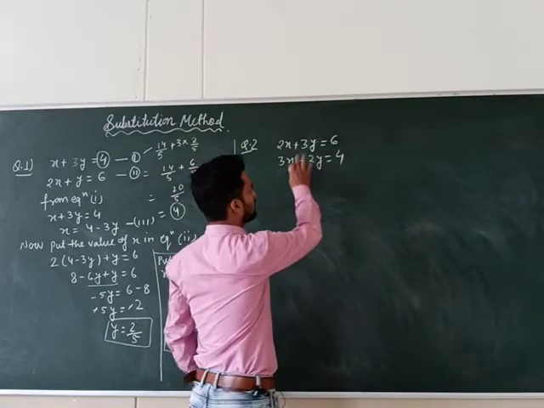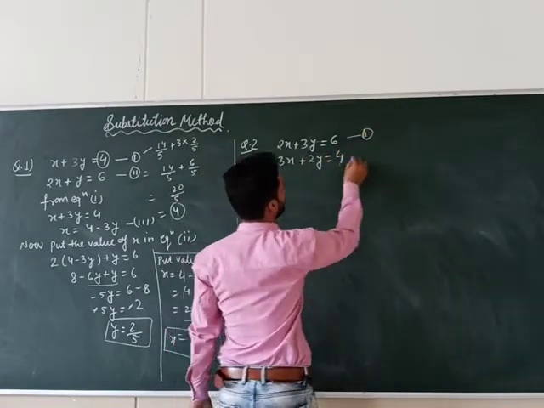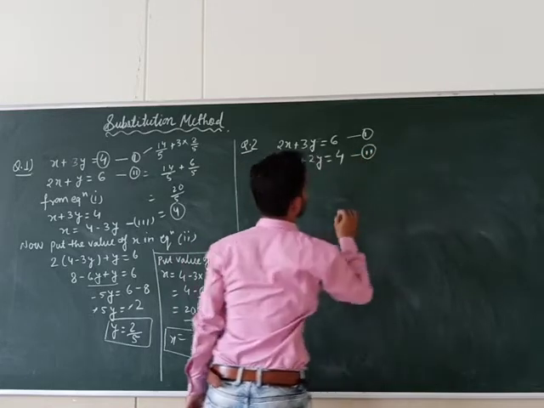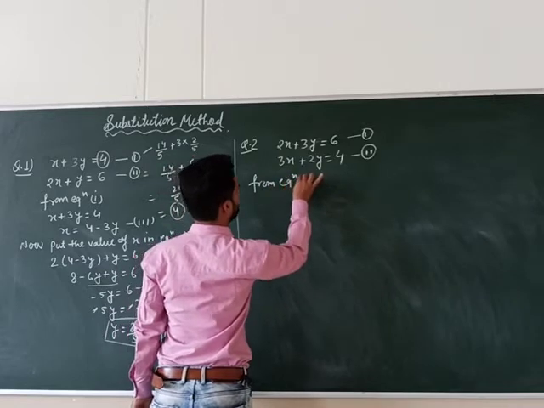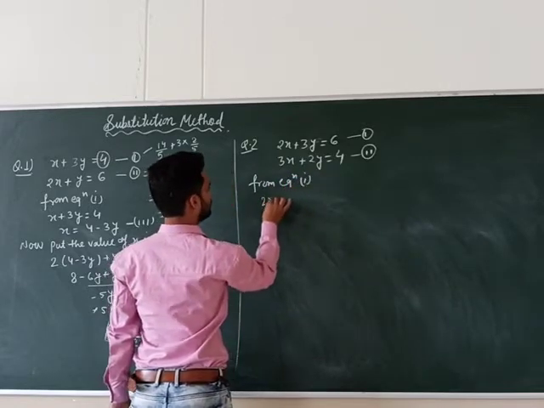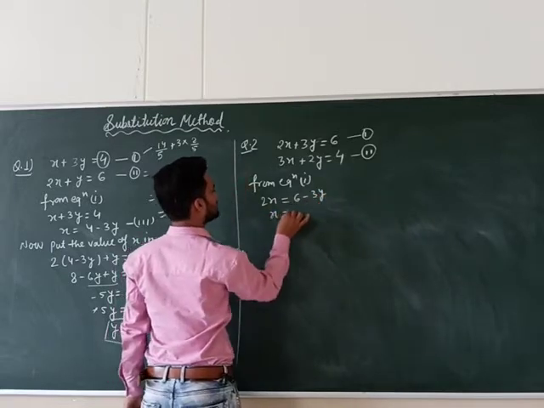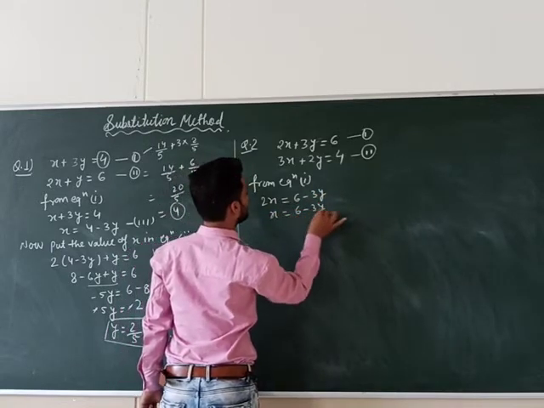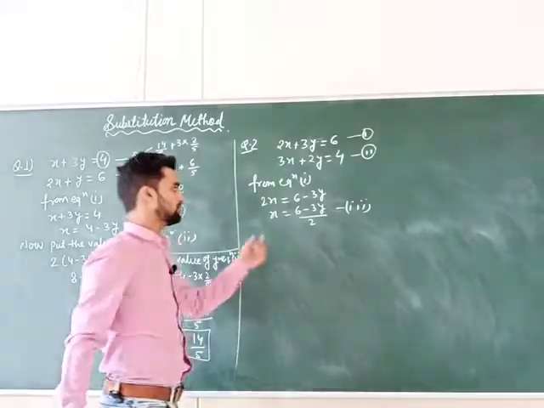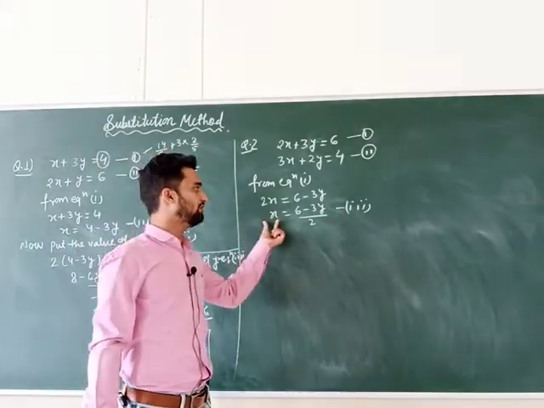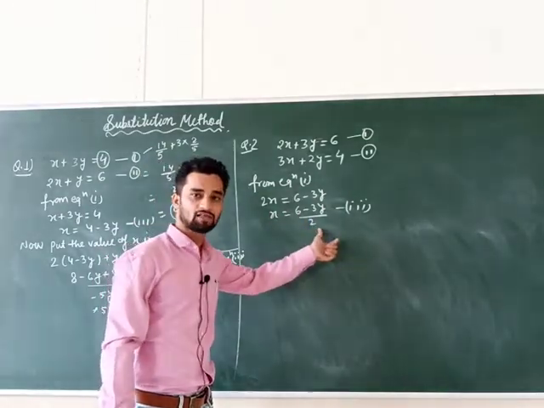Here again 2x plus 3y is equal to 6 will be the first equation, and 3x plus 2y is equal to 4 will be the second equation. From equation first, 2x is equal to 6 minus 3y. So x is equal to 6 minus 3y upon 2. This will be your equation number third. It's not compulsory to find the value of x in terms of y. You can find the value of y in terms of x also.